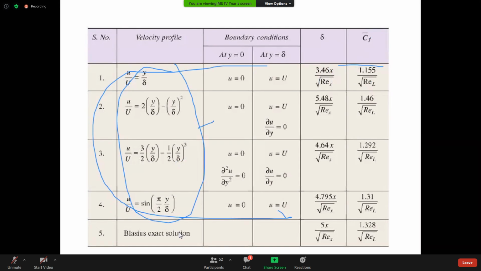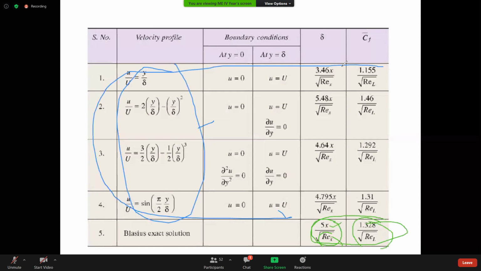introduced a common solution for the hydrodynamic boundary layer thickness over a flat plate for laminar flow only. This is for laminar flow. For turbulent flow, this is different. Delta is 5 into x divided by root over Re_x. Here x is the distance, and this is the C_f, the skin friction coefficient. These will be used.